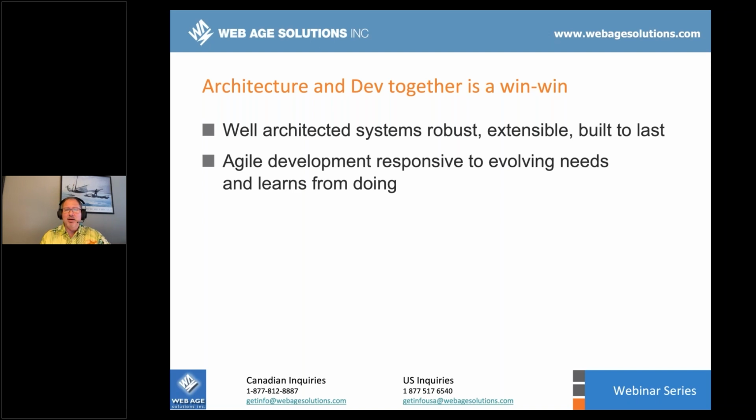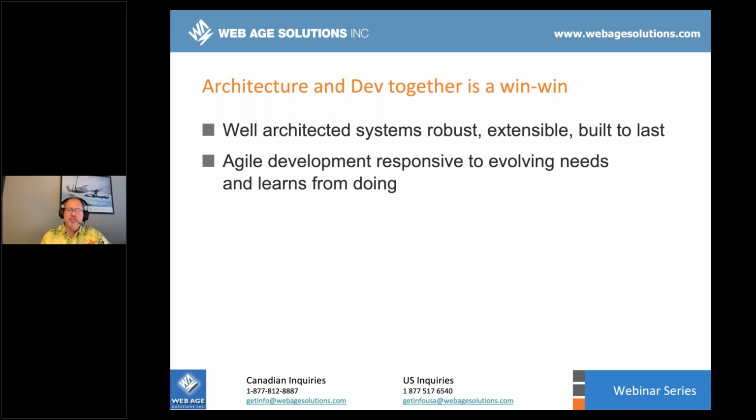On the other hand, agile software development gives us some significant benefits as well. It allows us to be much more responsive to evolving needs. And it also allows us to learn from the practice of actually doing. As we're building software, as we're going through sprints and developing interim features and looking at them and getting feedback, we learn. We learn about the business process. We learn about the solution space that we're trying to build for. We learn about our development team's capabilities. And this learning allows us to ultimately deliver a better product.